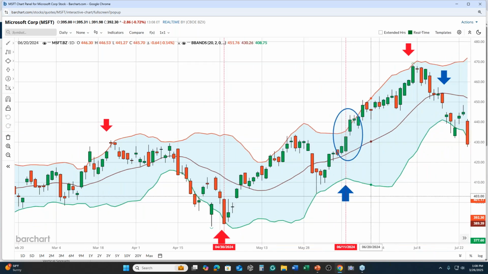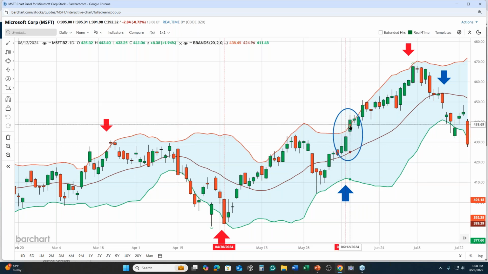Here we can see it again. Our bands are narrowing, and then this green candle, followed by this green candle, break out of the previous resistance. And you can see that our mean here continues to move in an upward manner as price carries along the upper band. This is a confirmation of our trend.